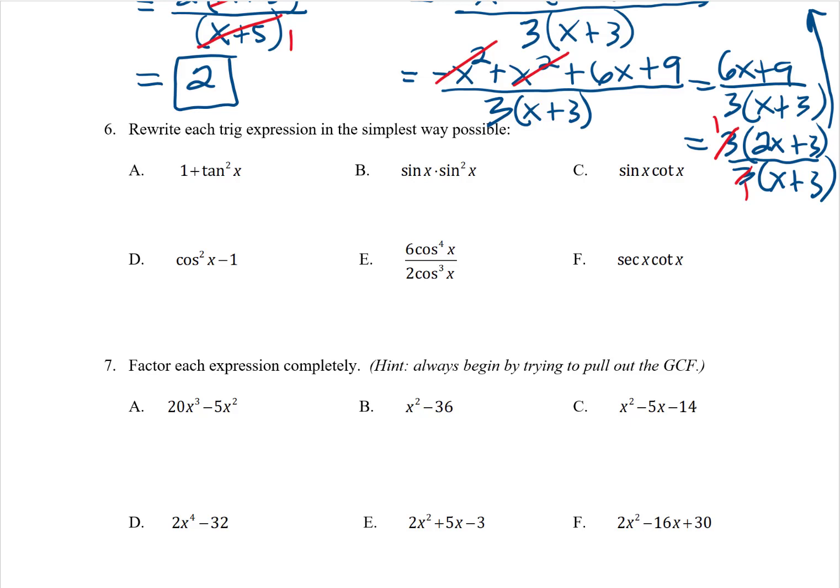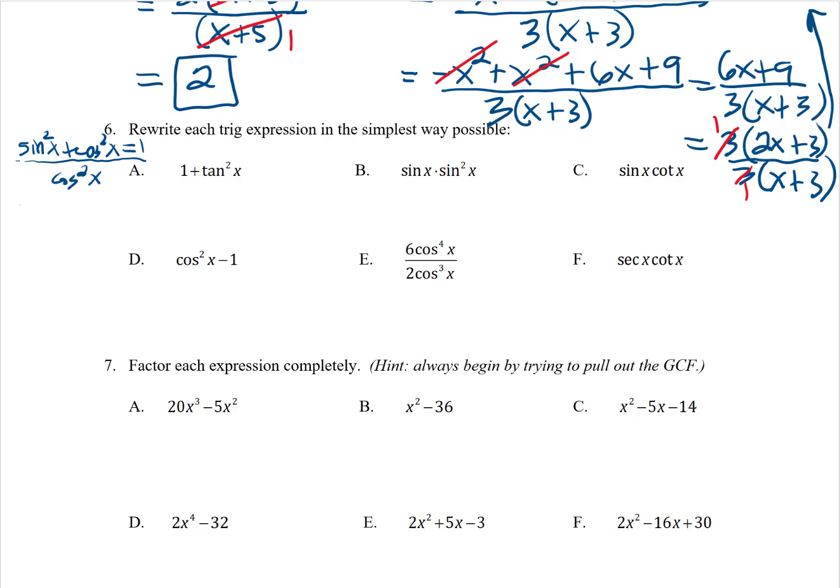In problem number 6, we want to rewrite each trig expression in the simplest way possible. Letter A, 1 plus tangent squared x. When I see a 1 and a trig function squared, I immediately think of one of the Pythagorean identities. Of course, the main Pythagorean identity is sine squared plus cosine squared equals 1, which is not the one that has a tangent in it. That's the one that you could obtain by dividing every single piece here by cosine squared x. I know that because sine over cosine is tangent.